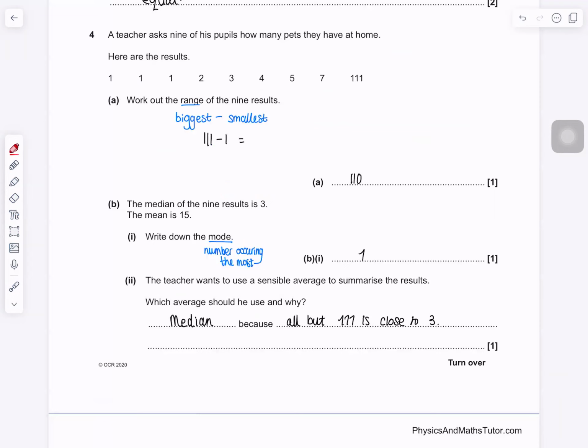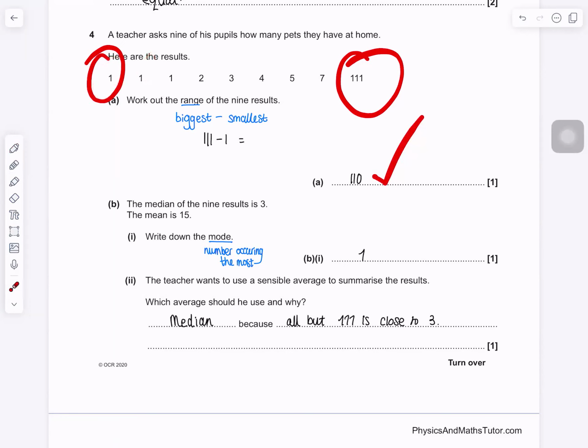Work out the range. Range is the biggest minus smallest. Or the largest minus smallest. So it's 11 minus 1, 10. The median of 9 results is 3. The mean is 1.5. Write down the mode. 1. Mode is the most common. Yep. There's 3 of them.